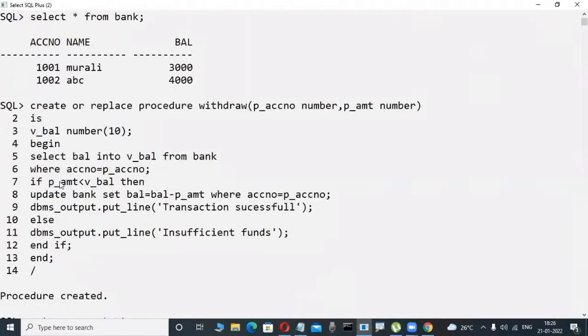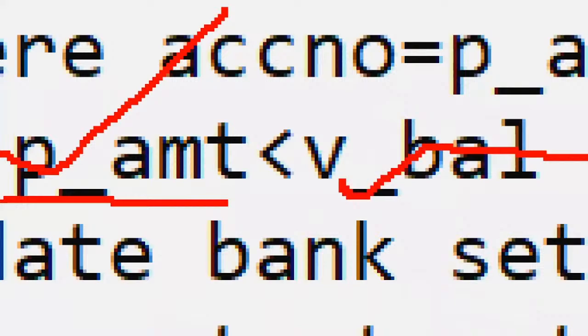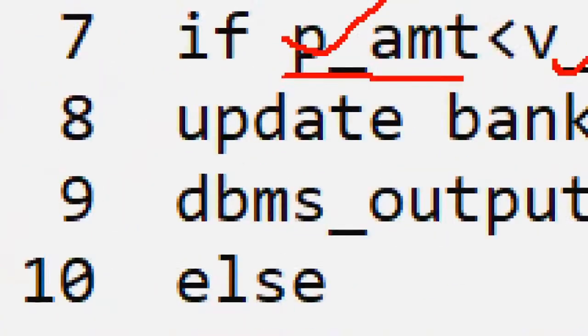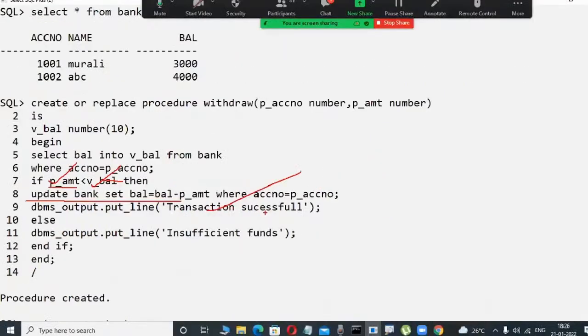So whenever your passed amount, 2,000, is less than the available balance, in this case 3,000, I am updating the bank table. Updating the bank means modifying it. Then the transaction is successful. Now, is it really correct?